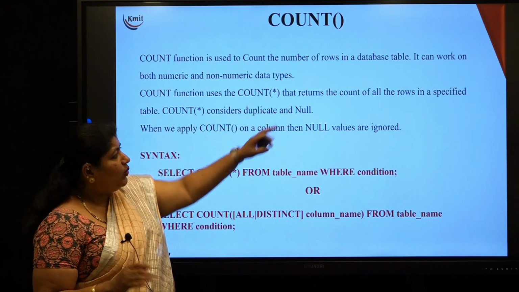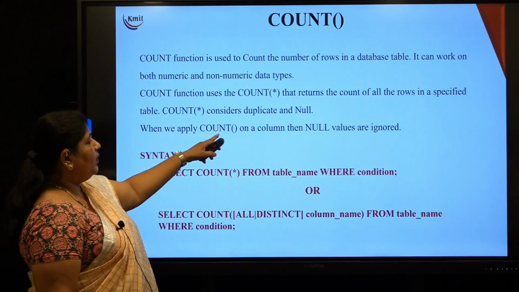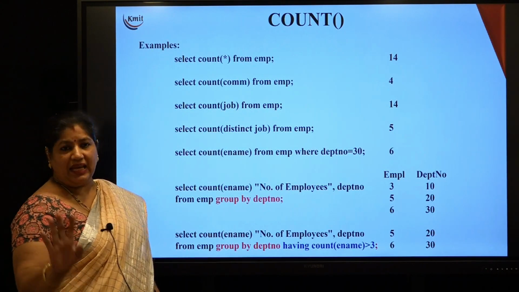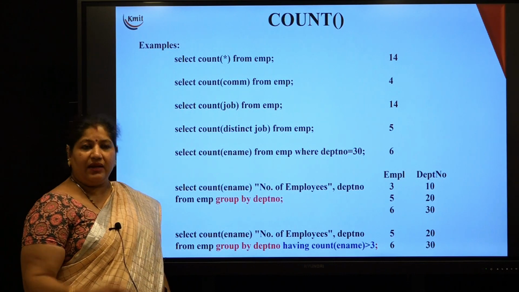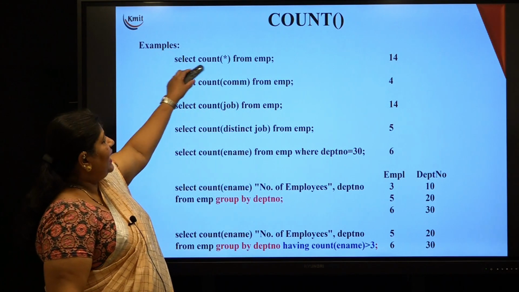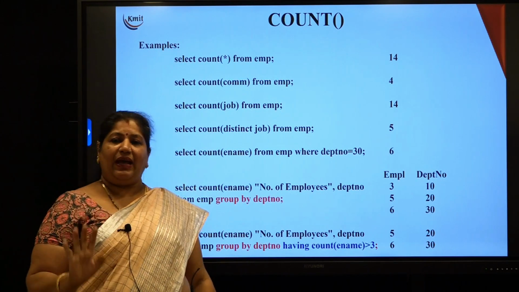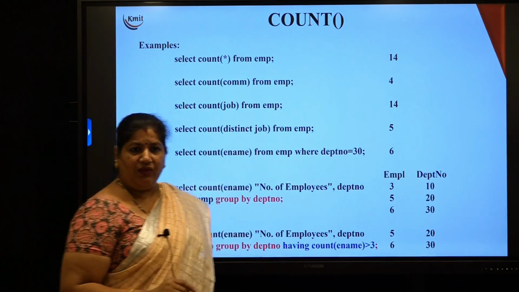But remember the difference. Count star will include null values, whereas count on a particular column will not include null values; null values will get ignored. Let me quickly run through certain examples. Here I am just saying count star from EMP, all the records will be counted. So you are getting 14.